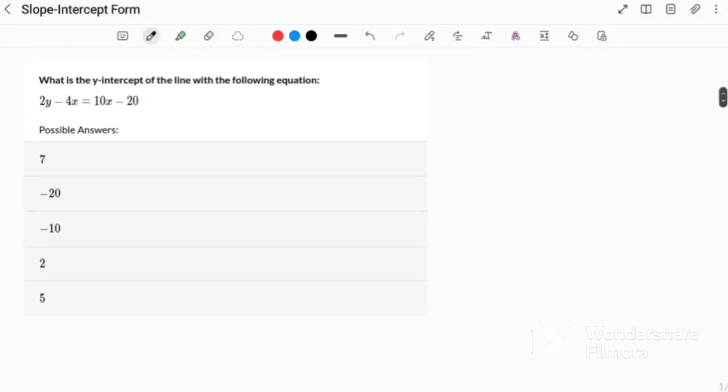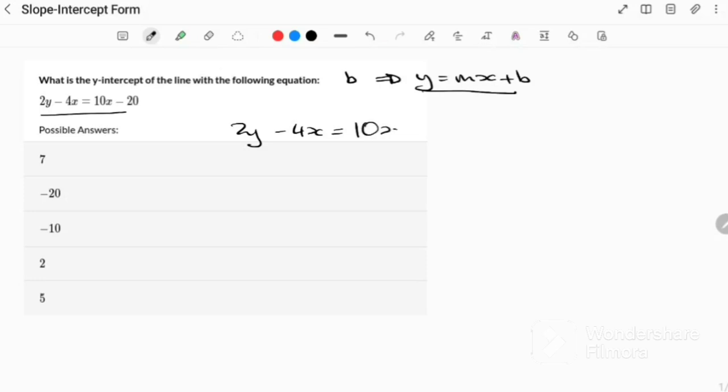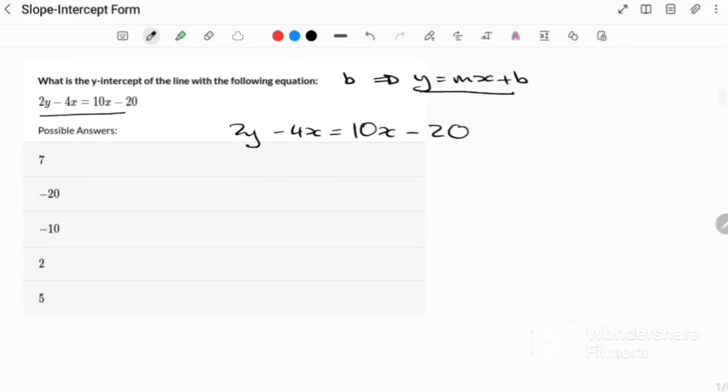So what is the y-intercept of the line with the following equation? We're asked to find b from our equation, which is y equals mx plus b. So let's go ahead and rearrange this to look like this. We're given 2y minus 4x is equal to 10x minus 20.